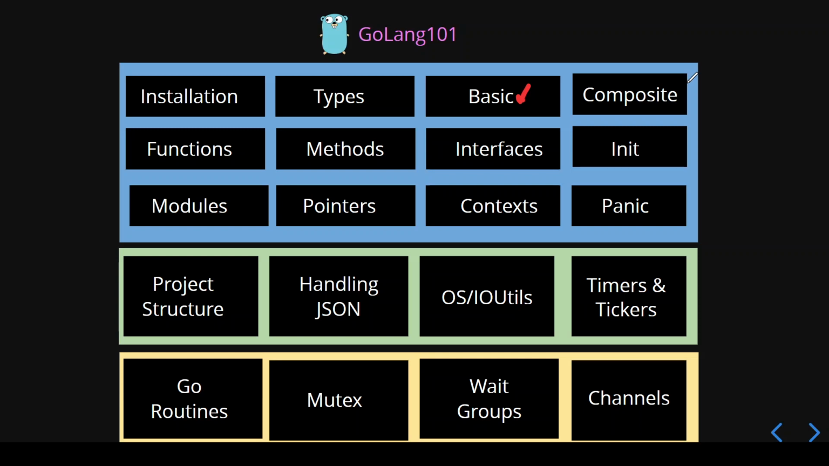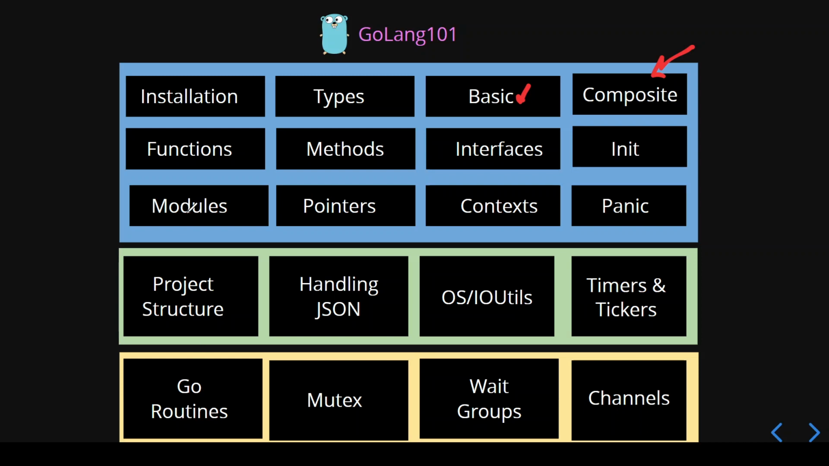As part of the composite types, we will look at arrays, slices, maps, and structs. By then, you will get familiar with various data types available within Go and have knowledge on how to use them within your program.